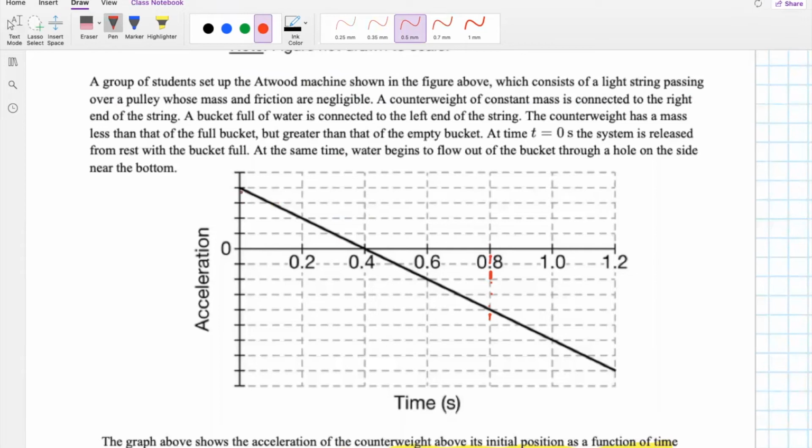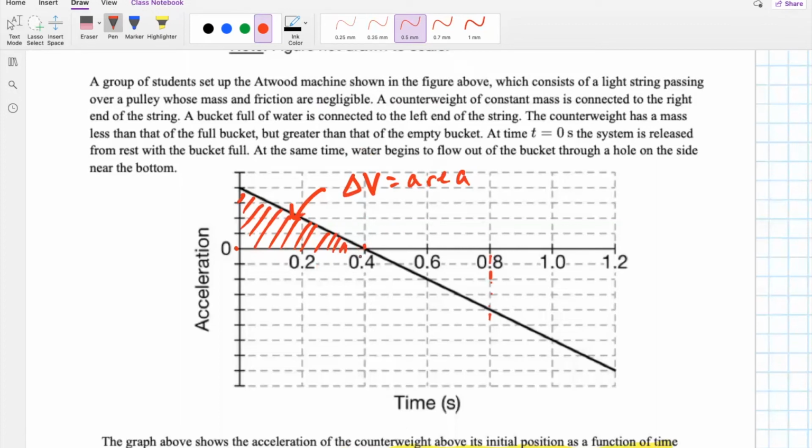Well, it has been speeding up this entire time. The counterweight had a positive acceleration, so it had positive velocity change upwards. And so all of this time here, or all of this graph from 0 to 0.4, if we get its area, that graph is going to give us the change in velocity. So at 0.4 seconds, it stops speeding up, but that does not mean it stops slowing down.